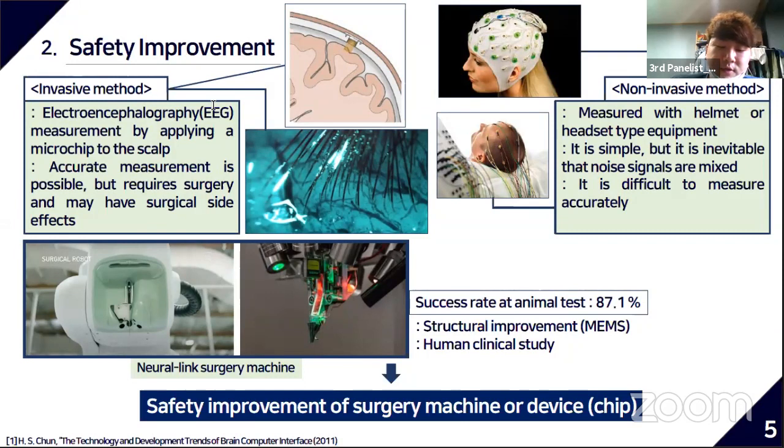Among the devices using the invasive method, Neuralink, which is the most popular, has a dedicated surgical machine for implantation, but only a 87.1% success rate was achieved as a result of animal experiments. Therefore, improvements in safety will appear in the future, maybe by structural improvements through MEMS technology, or maybe by human clinical study.